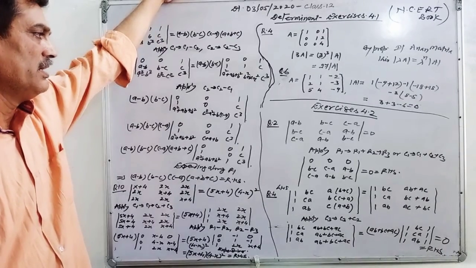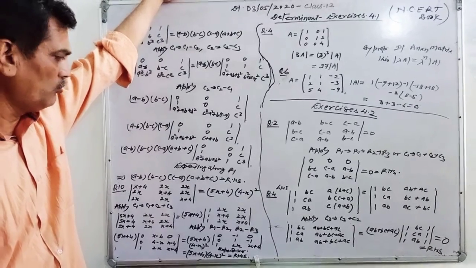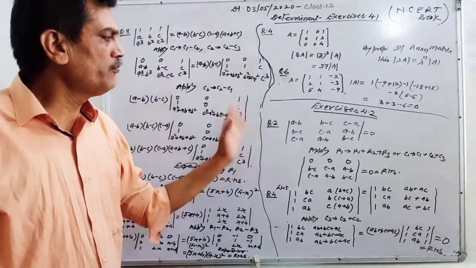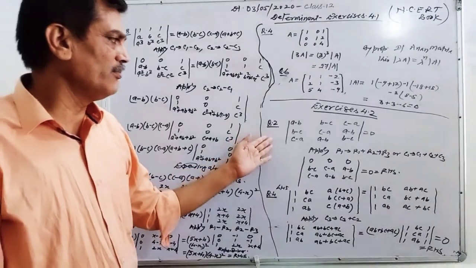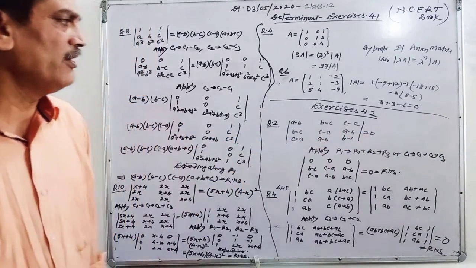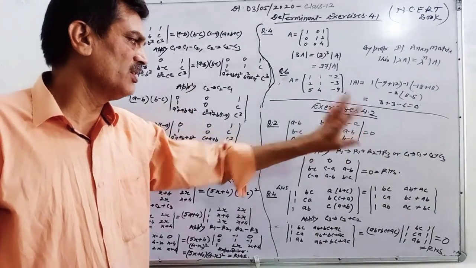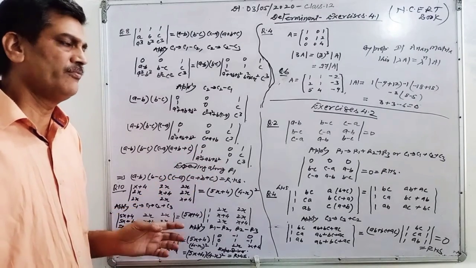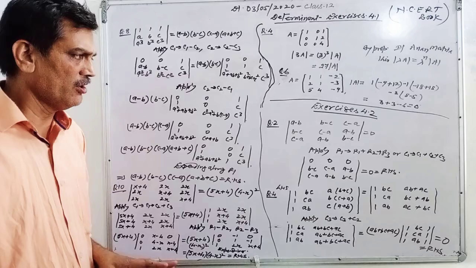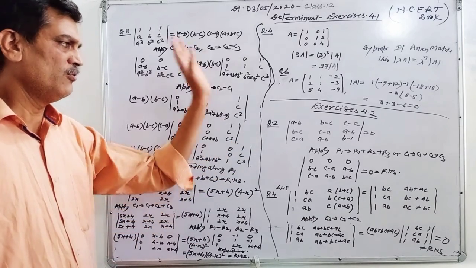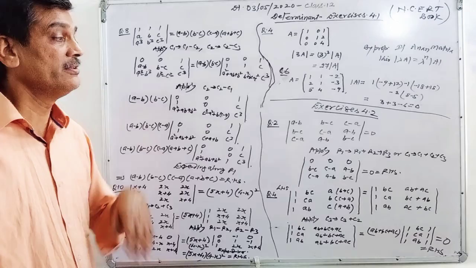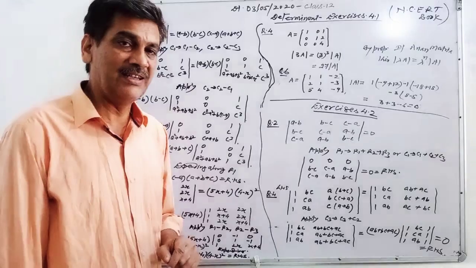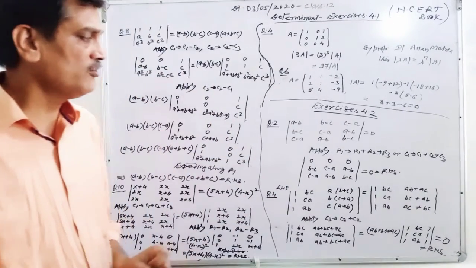Now in the next exercise 4.2, let us do some problems from this. Using properties, prove the results. This is your determinant. Prove this value is 0. For a zero result, you know by the property, if all elements of any row or any column are 0, then the value of the determinant is 0. The next property is, if two rows or two columns become identical, then the determinant becomes 0.